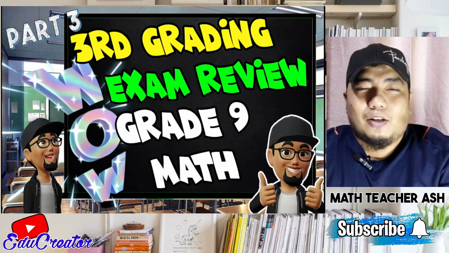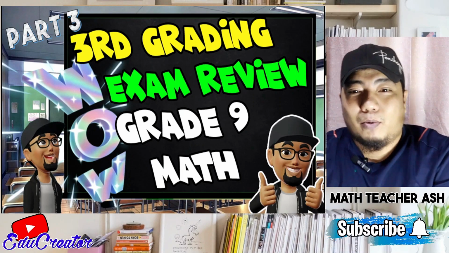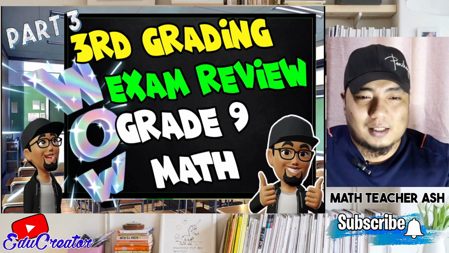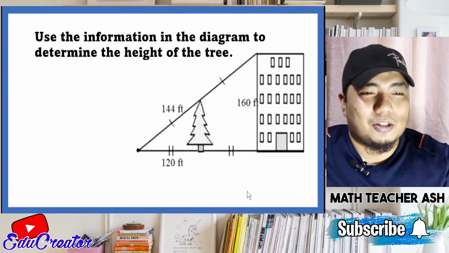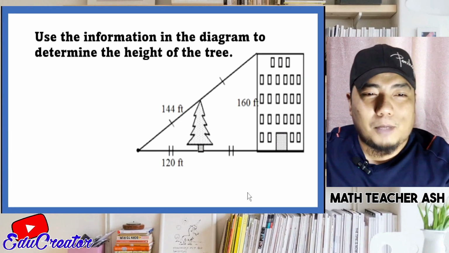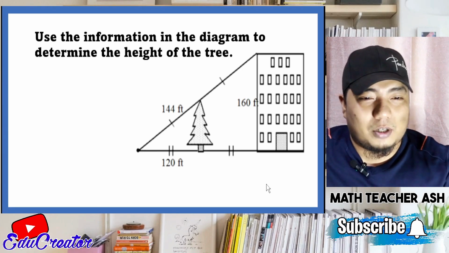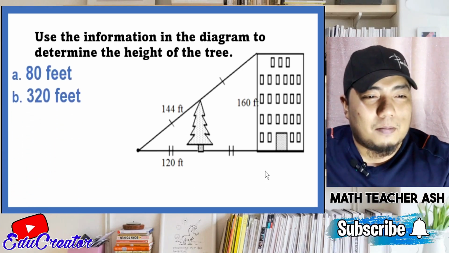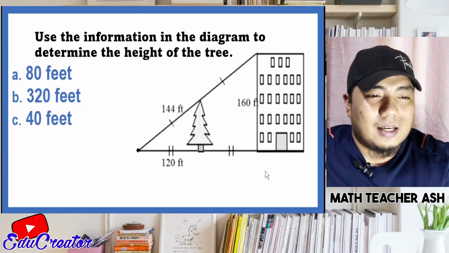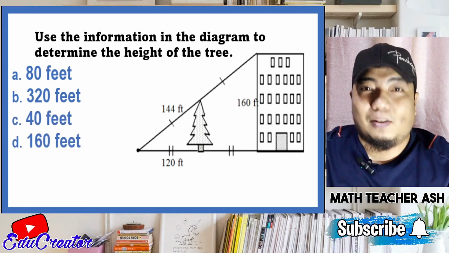All right, math learners, we are here down to our third part of our review series. So now let us go to the series of questions. Question number 1. Use the information in the diagram to determine the height of the tree. This is our diagram with the building on it. Is it A, 80 feet, B, 320 feet, C, 40 feet, or D, 160 feet?